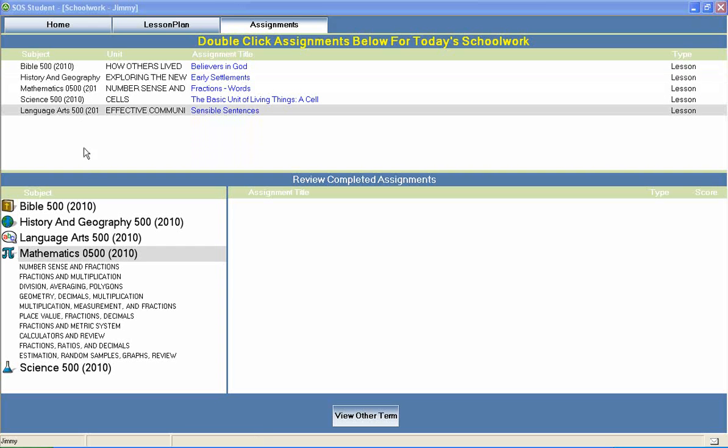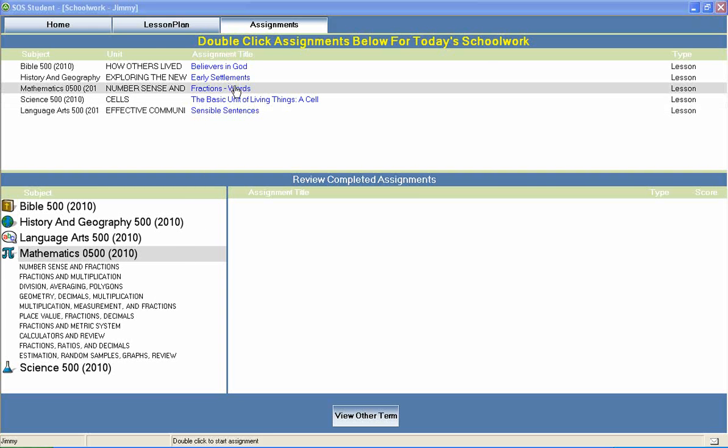In Switched On Schoolhouse 5th grade math, your students will study units that cover topics like number sense and fractions, division, averaging polygons, multiplication, measurement and fractions, place value, fractions, decimals, fractions, ratios, and decimals, and much more. Now let's take a look at a 5th grade math lesson to see how concepts like these are covered.